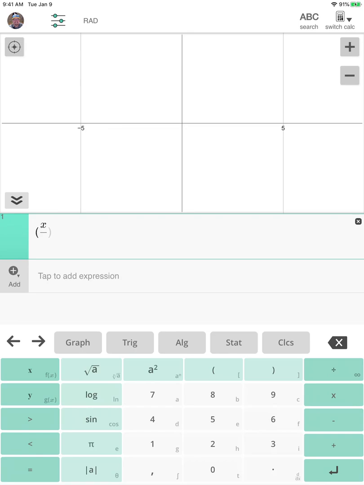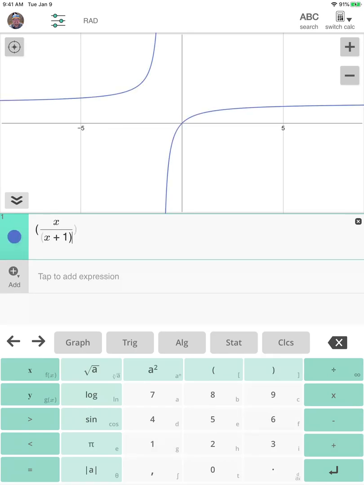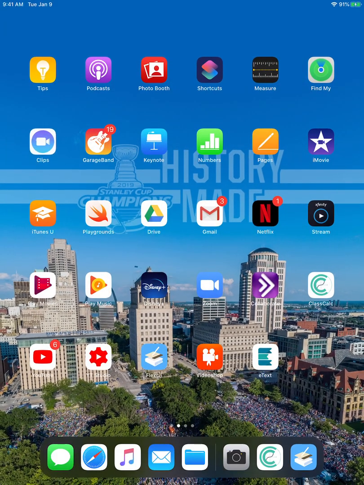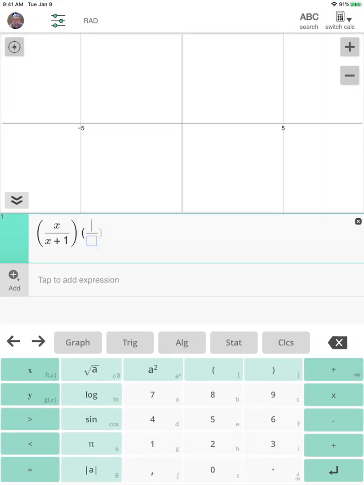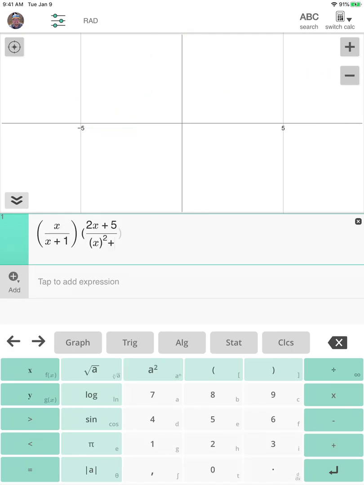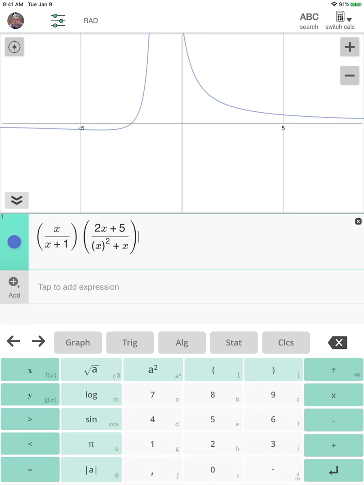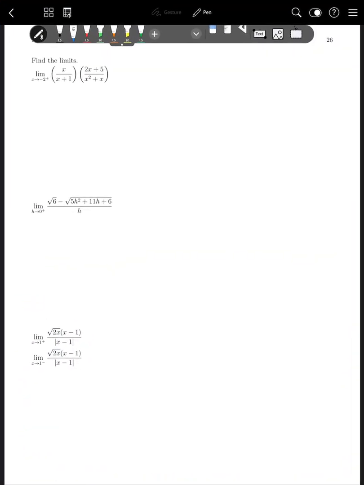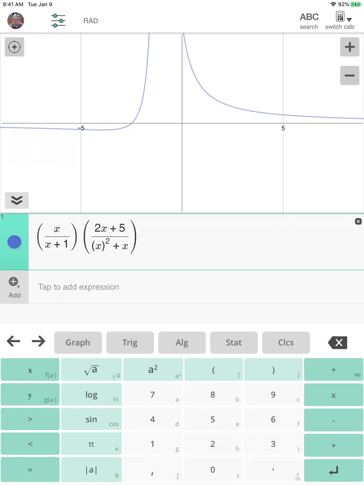So x divided by x plus 1, I believe was the first expression, and then 2x plus 5 divided by x squared plus x. Okay, and so there's the graph. So now it wants us to find the limit at -2. So let's look at our graph, and we can see what's happening here, hopefully.